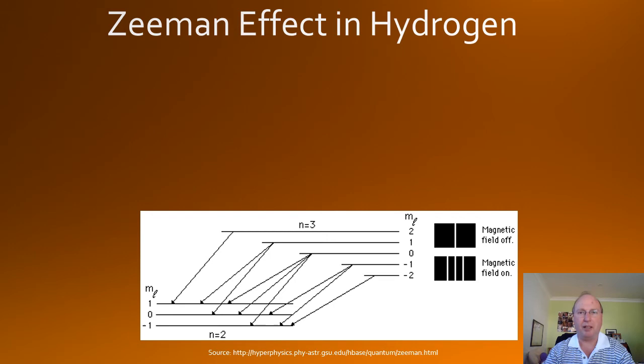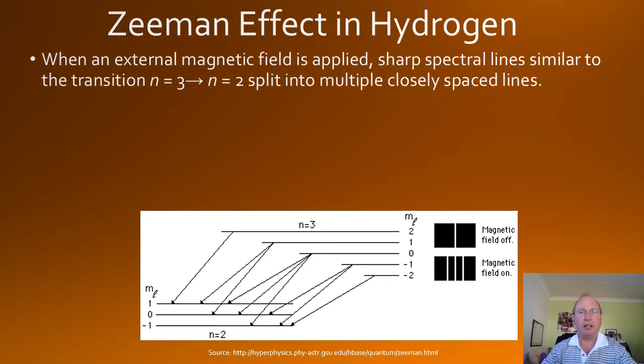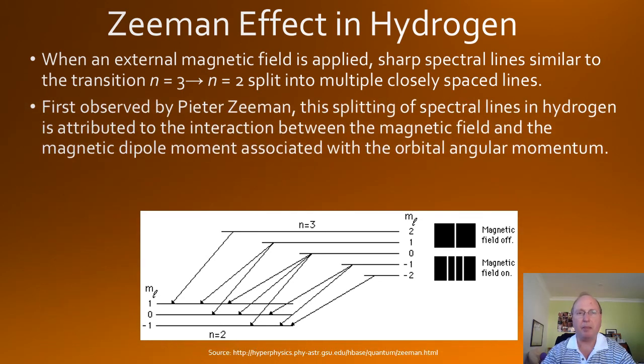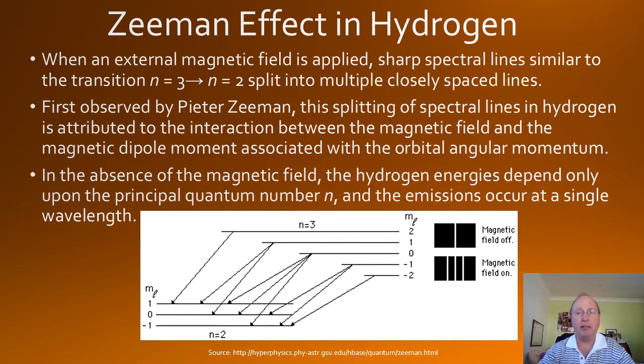Well, what about the Zeeman effect in hydrogen? When an external magnetic field is applied, sharp spectral lines, similar to the transition from n equals 3 to n equals 2, split into multiple closely spaced lines. First observed by Peter Zeeman, this splitting of spectral lines in hydrogen is attributed to the interaction between the magnetic field and the magnetic dipole moment associated with the orbital angular momentum. In the absence of the magnetic field, the hydrogen energies depend only upon the principal quantum number n, and the emissions occur at a single wavelength.